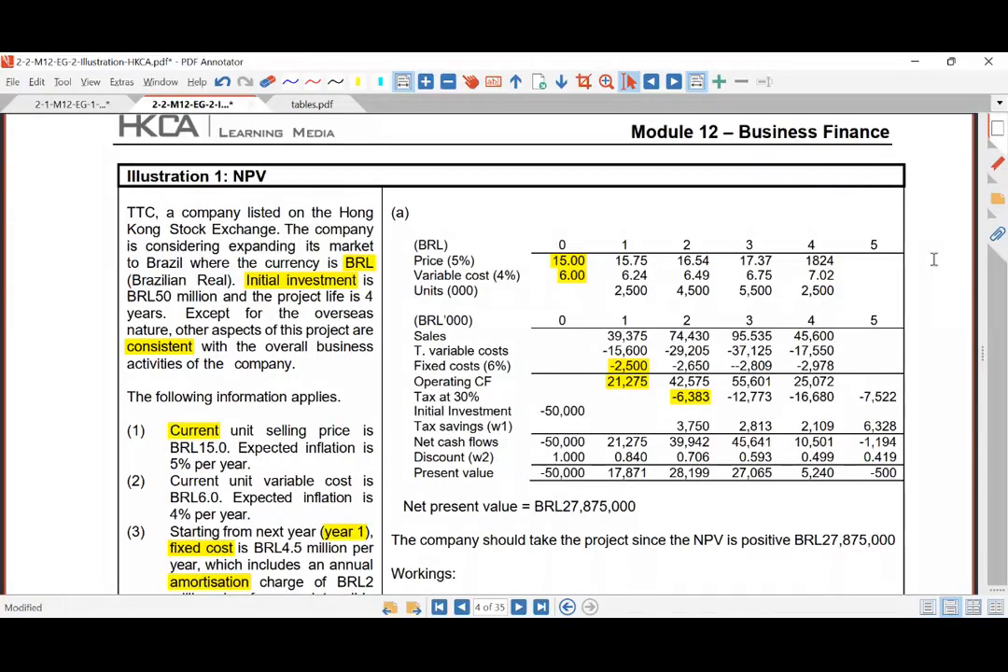So let's look at illustration number 1. I put it down there for NPV. The illustration is on the left hand side and then the answer is on the right hand side.